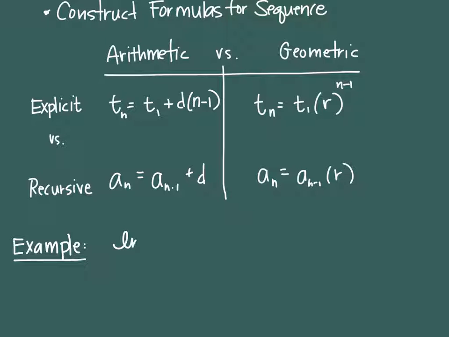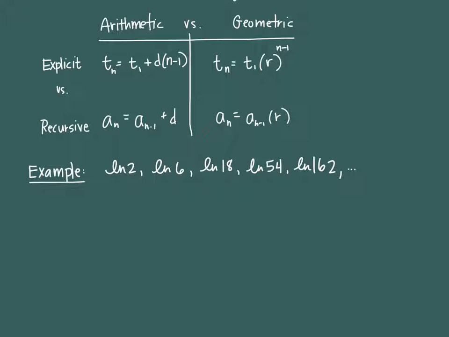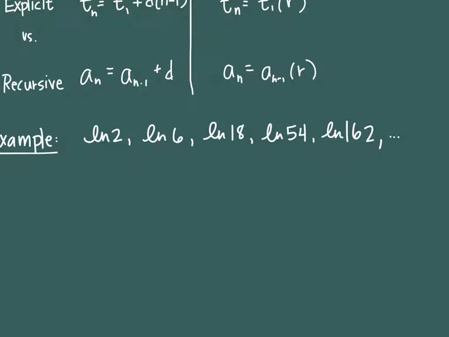All right, natural log 2, natural log 6, natural log 18, natural log 54, natural log 162. Find an arithmetic sequence. Sorry, find an explicit sequence.